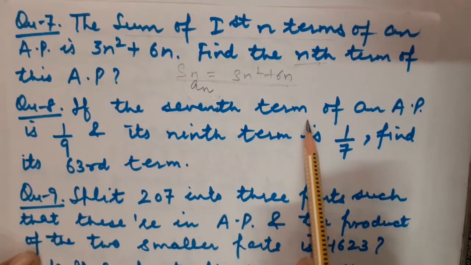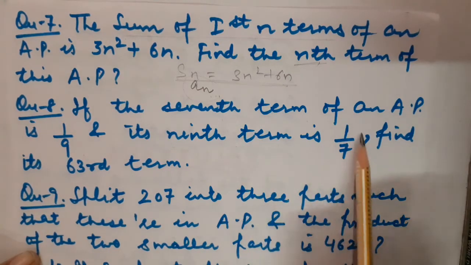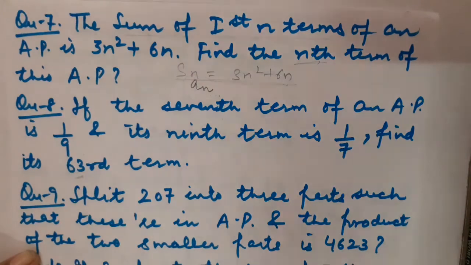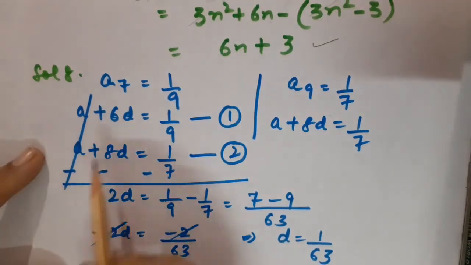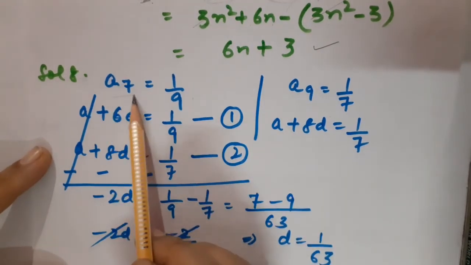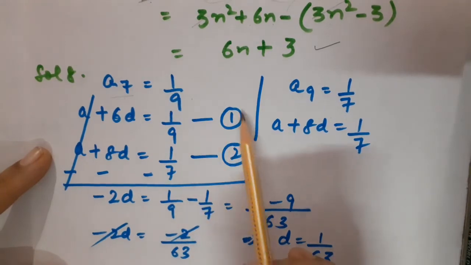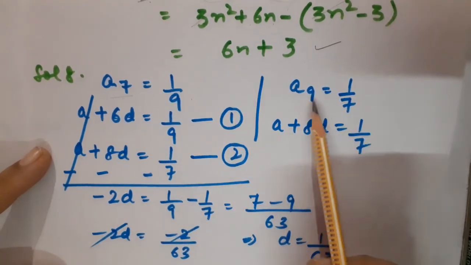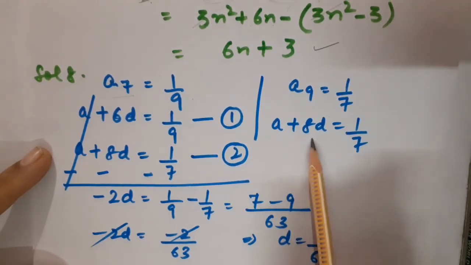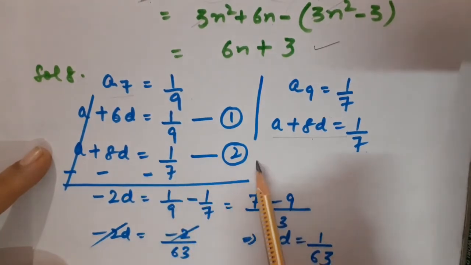If the 7th term of an AP is 1 by 9 and its 9th term is 1 by 7, find the 63rd term. So you know that A7 is equal to 1 by 9, given. A7 can be written as A plus 6D is equal to 1 by 9. Let us consider it as equation number 1. A9 is equal to 1 by 7, so that will be A plus 8D is equal to 1 by 7. So this will become equation number 2.